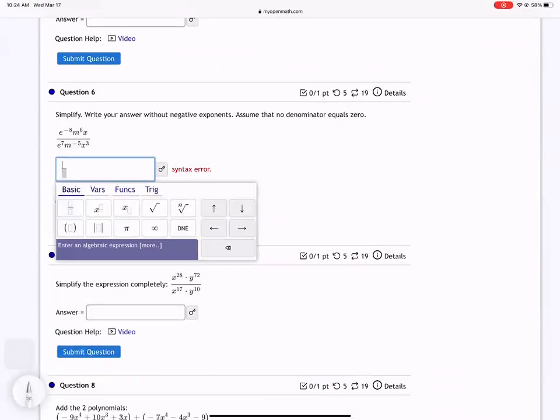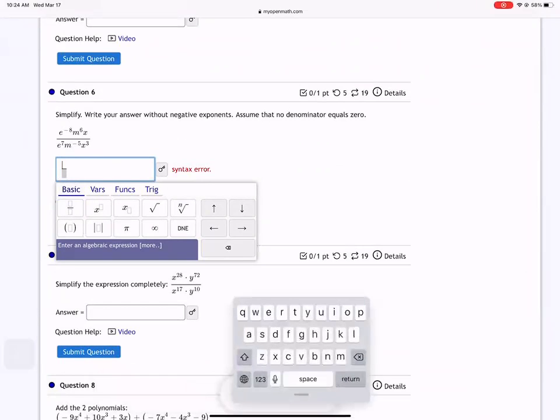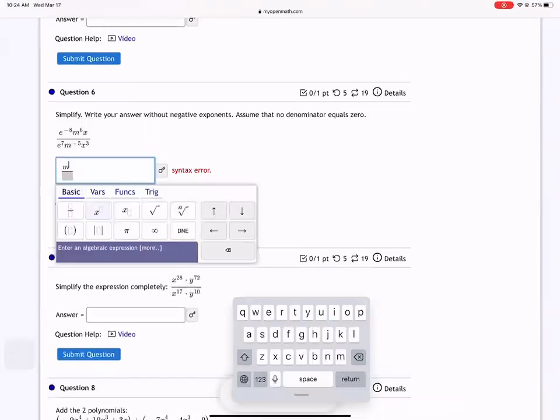How many e's do we have left on top? We have m, right? M's on top. M to the 11th power. I see an exponent there, right? The number 11. On the bottom, we have an e.